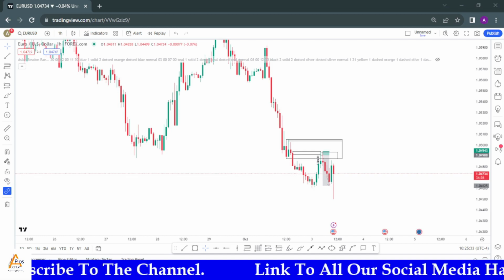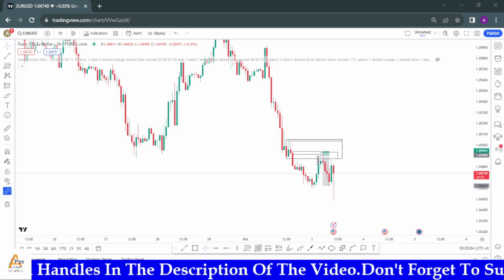Any other question? I think some people are typing on the page. Okay, somebody said: I was waiting for this, but I couldn't enter because it came right at the news without an entry, 320 pips.